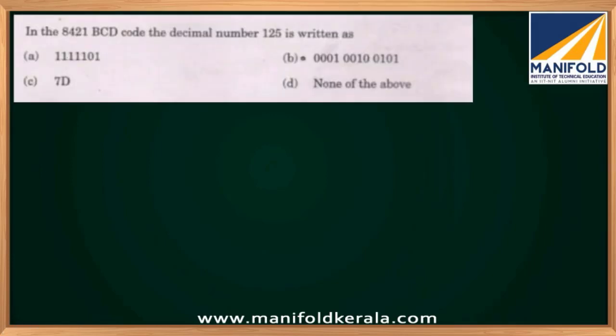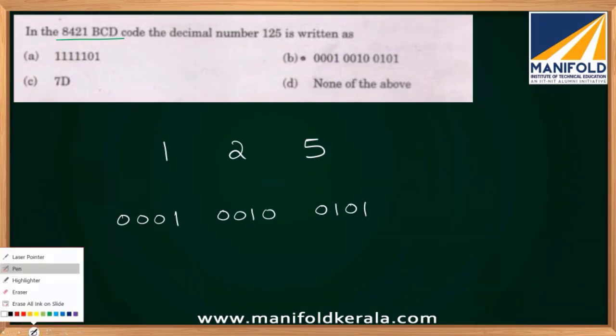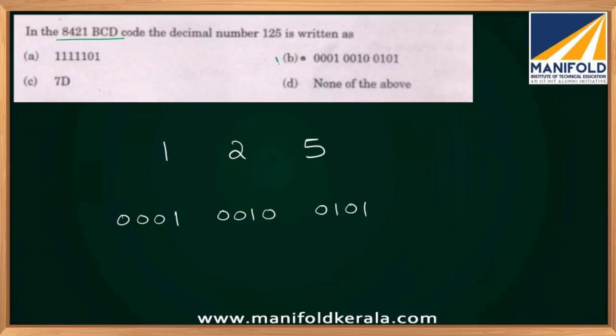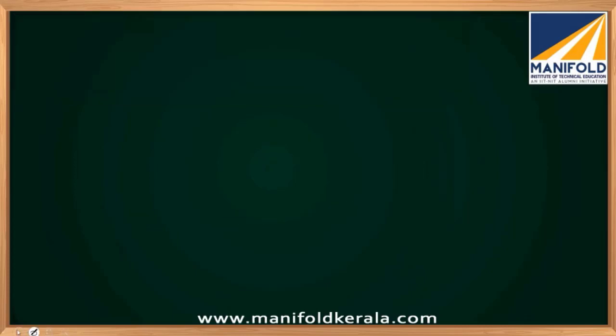So in 8421 BCD code, the decimal number 125 is written as, 125. So 1 is 0001, 2 is 0010, 5 is 0101, right? So which one is the answer? Is it Option B? Right.